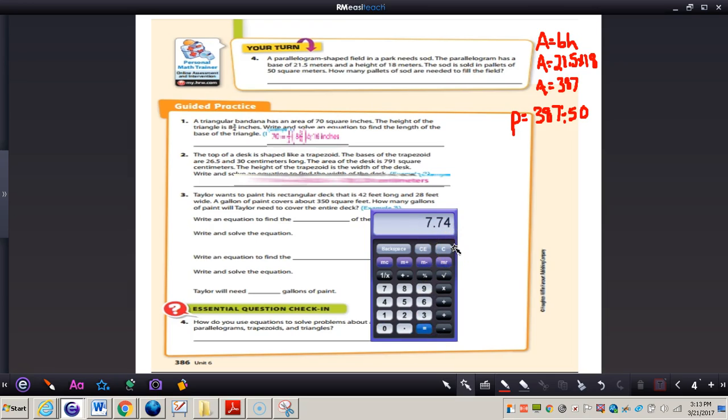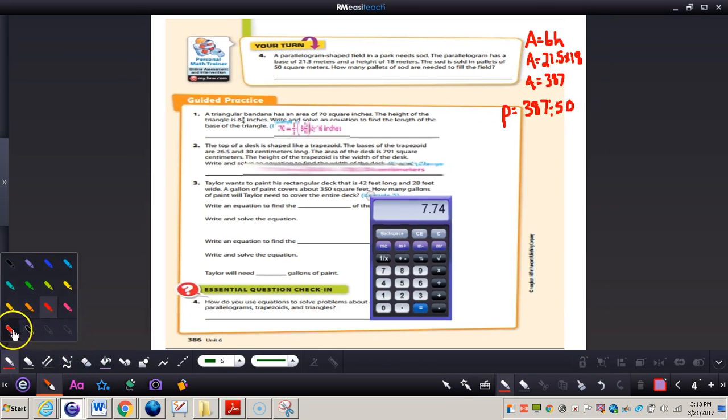Now we cannot have 7.74 because that will not fill the field, or we can't have 7, and you can't buy 74 hundredths of one. So how many pallets are needed to fill the field? You can have 8 pallets. You can write that down.